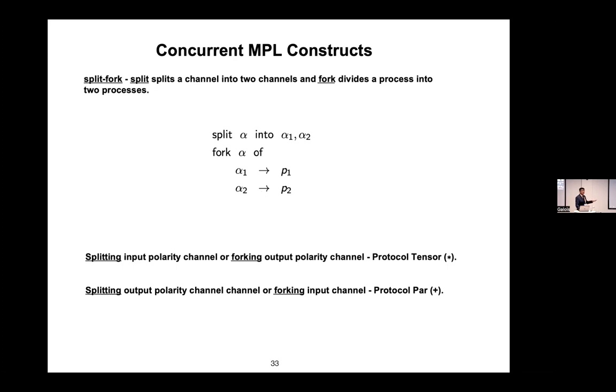Unless you split a channel, you cannot fork a process that is attached to that channel. So splitting on an input polarity channel or forking on an output polarity channel results in a protocol tensor. And splitting on an output polarity channel or forking on an input polarity channel results in a protocol path.